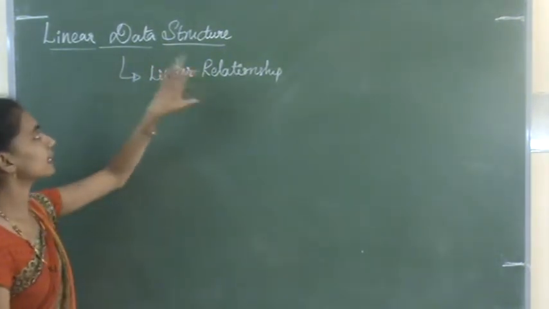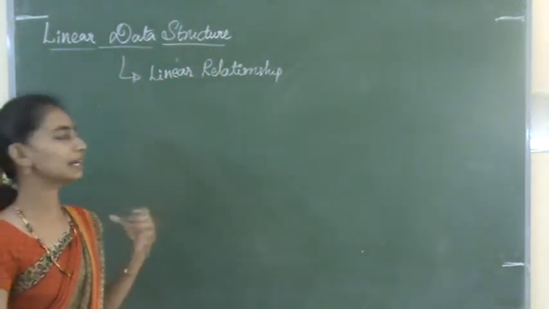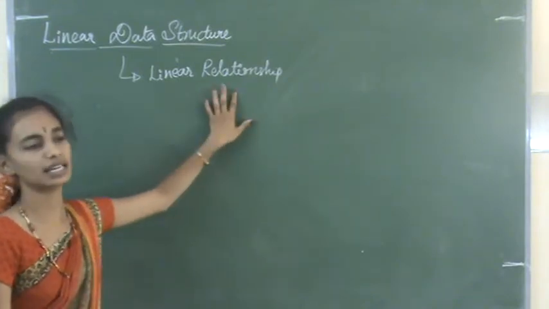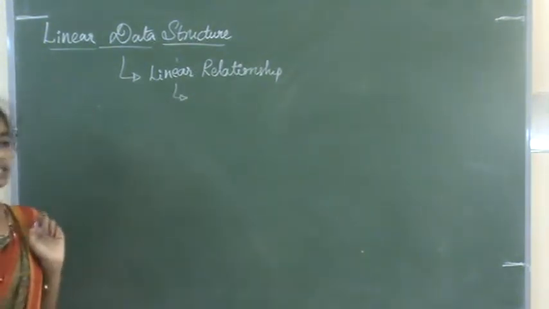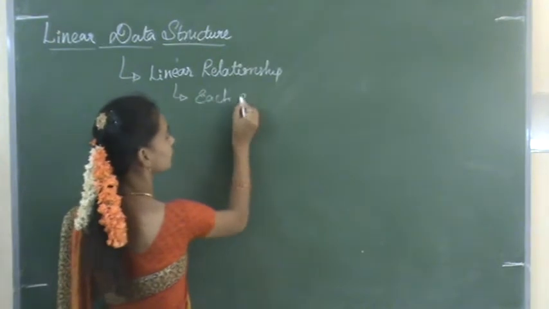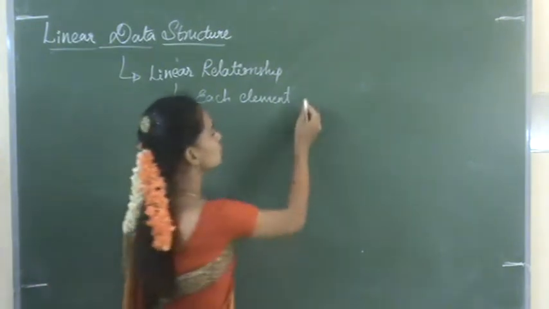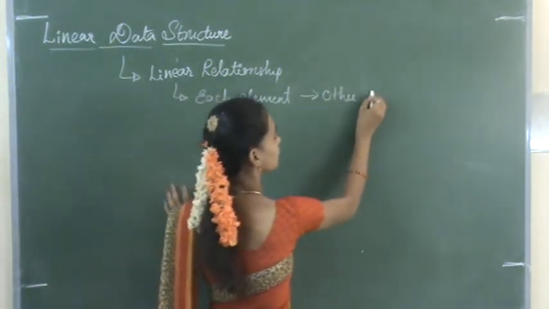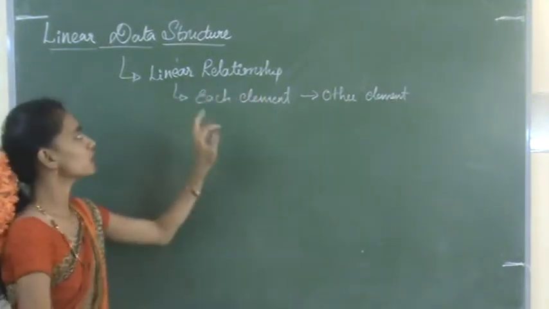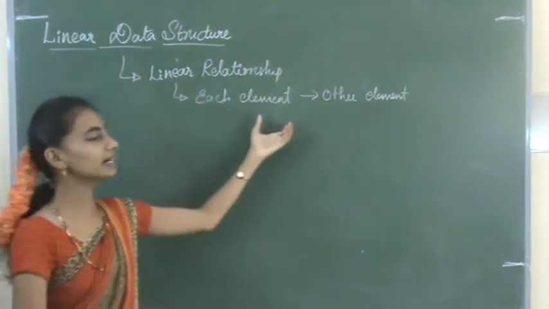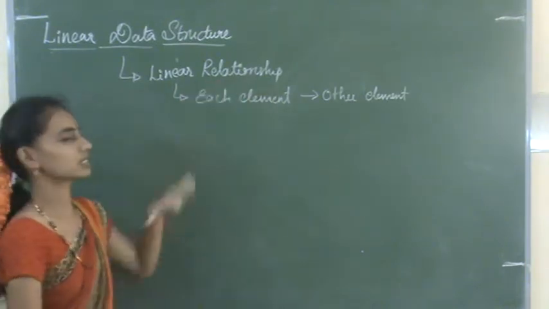So a linear data structure means a data structure in which each data item has a linear relationship between them. What is meant by a linear relationship? Each element which has a relationship with the other element, we call it a linear relationship.